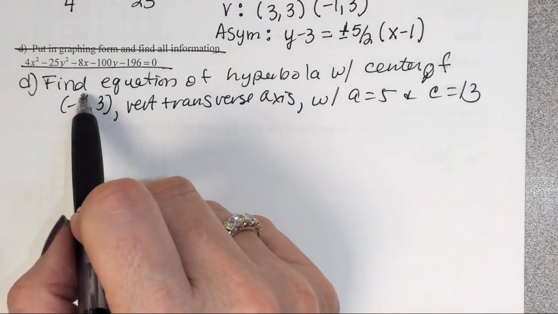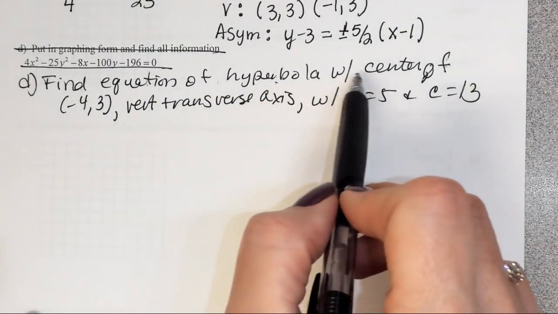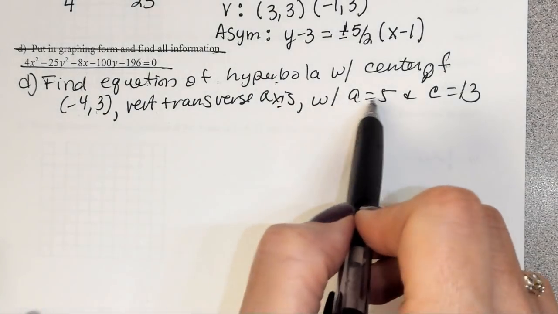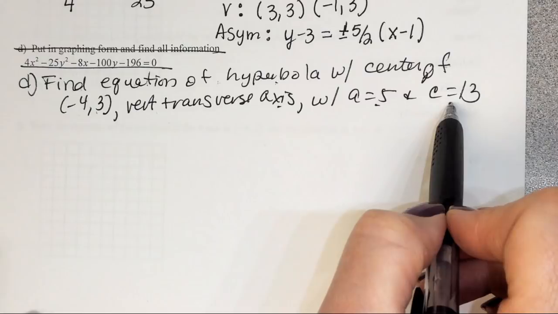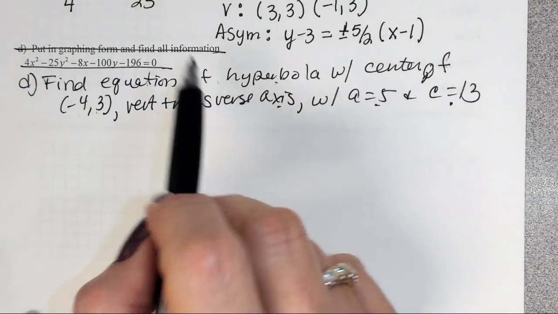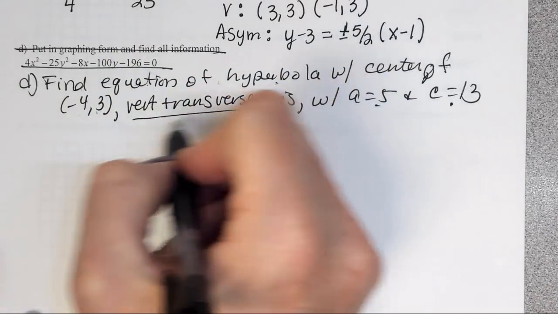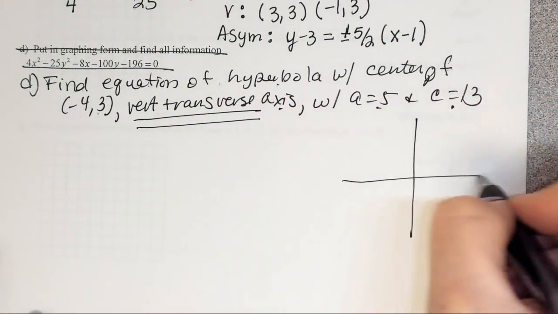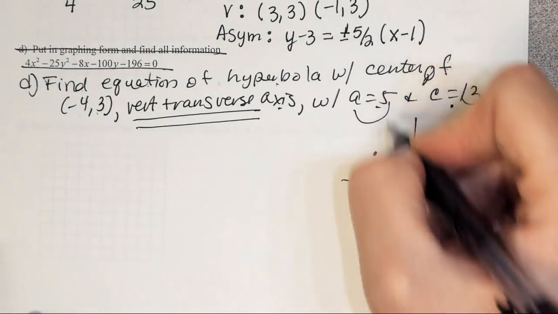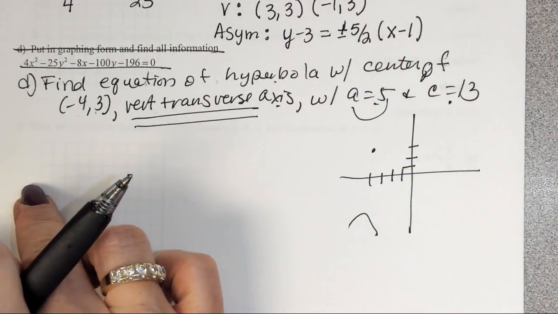Okay, guys, don't bother writing this last one down. Let's just do it together and watch. Find the equation of a hyperbola with a center of -4, 3, a vertical transverse axis with A equals 5 and C equals 13. A lot of things going on there. But you can get a point just by understanding how to write the very first part. Look at this. Vertical transverse axis. So this is telling me that my center's at -4, 3, but it has a vertical transverse axis, so it's going this way. So what's going to come first, x or y?